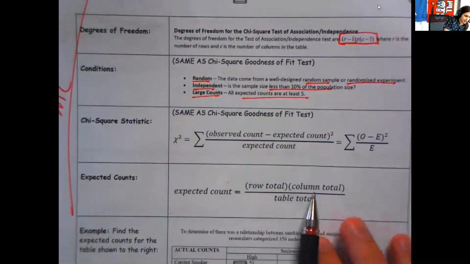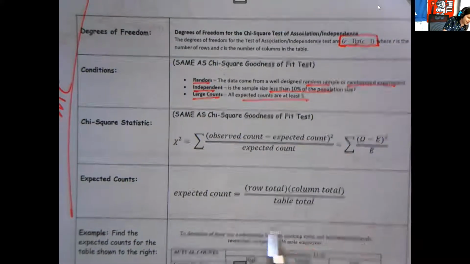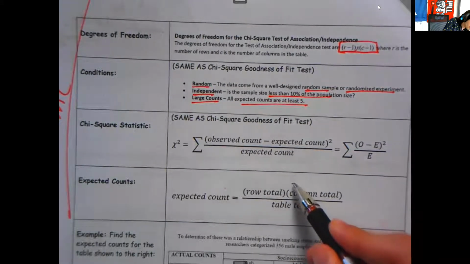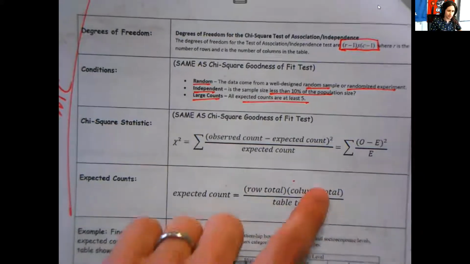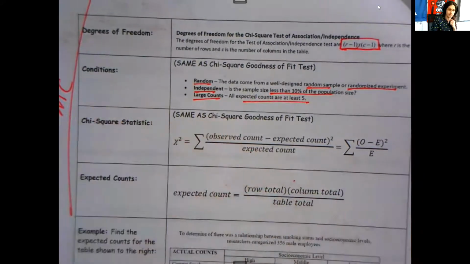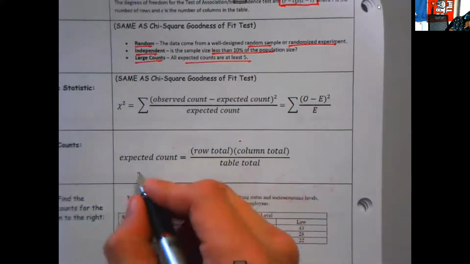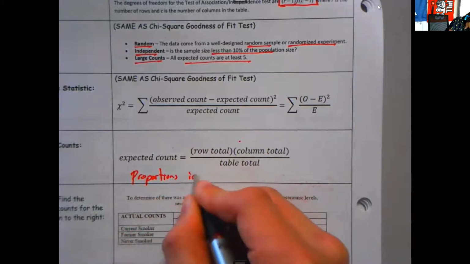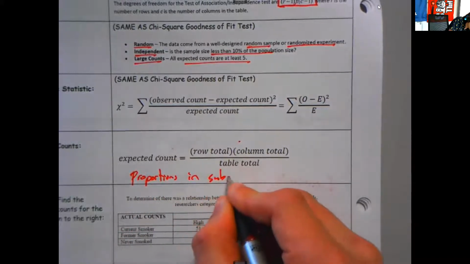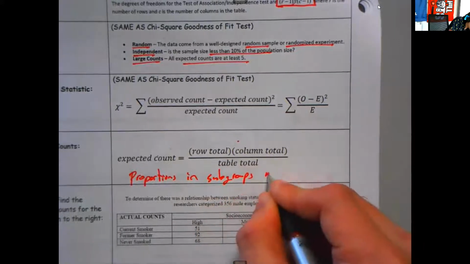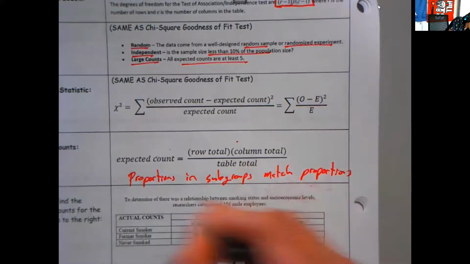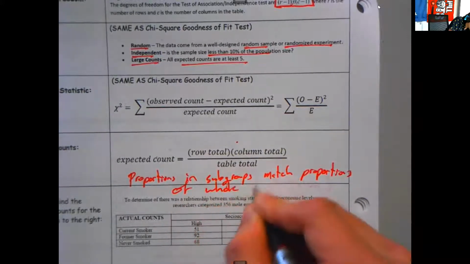Think of this: the column total divided by the table total is like the proportion of the total that is made up by that column. Well, that proportion is going to hold in each row. So this is the formula that lets us say the proportions in the subgroups will match the proportion of the whole population.